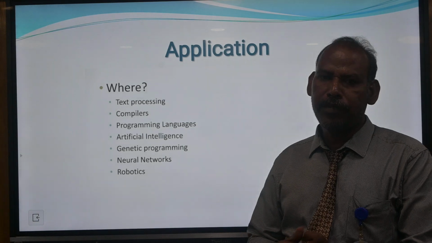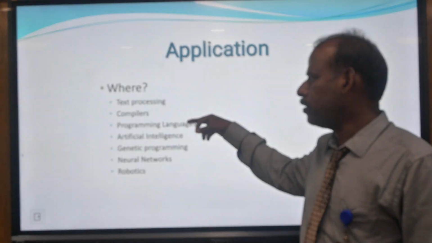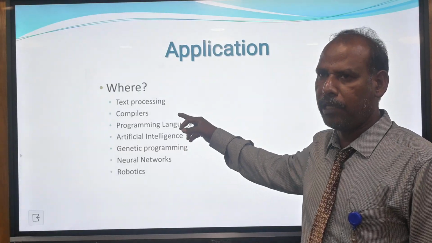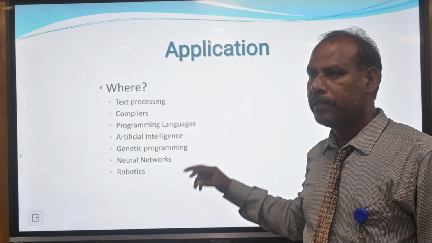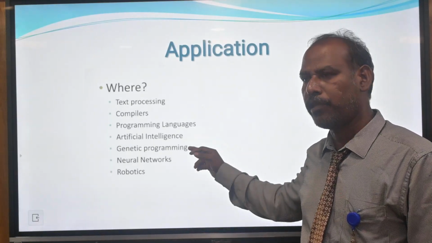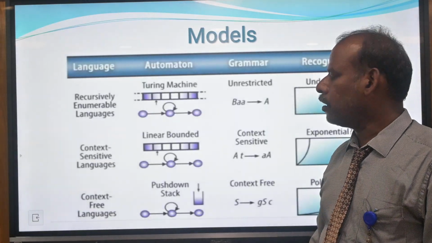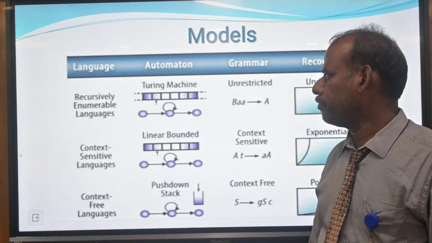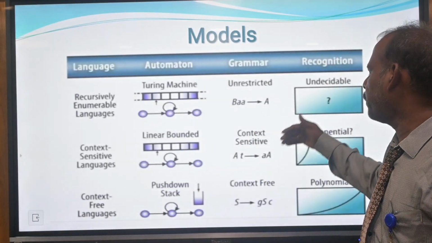Where can theory of computation be used? It can be used in text processing, compilers and programming languages, artificial intelligence, genetic programming, neural networks, robotics. Here some of the models are given for that. They can have the different languages, automata, grammar and aggregation.